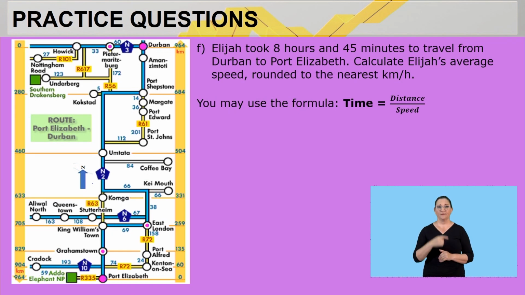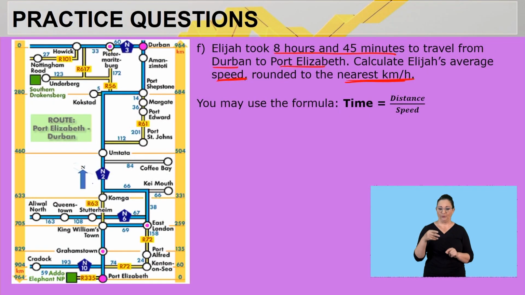Question number F. Right, it says here, Elijah took 8 hours and 45 minutes to travel from Durban to Port Elizabeth. Right? Calculate Elijah's average speed rounded to the nearest kilometer per hour. Right? So he's saying it will take him 8 hours 45 minutes to travel between the two places of interest, that is now Durban to Port Elizabeth. So we need to calculate Elijah's average speed, or the car's average speed he's traveling with, right? Rounded to the nearest kilometer per hour. Then it says you may use the formula time equals distance divided by speed.